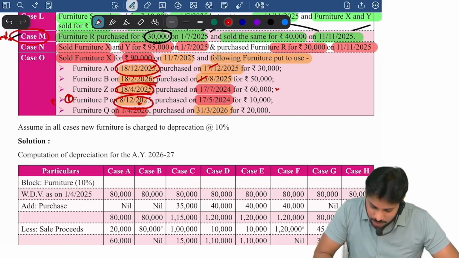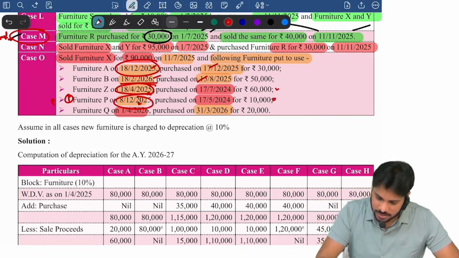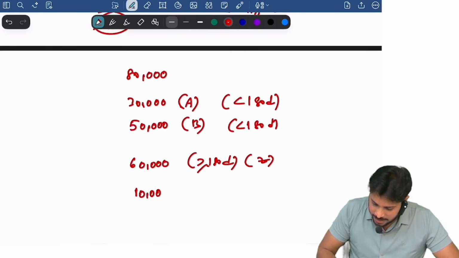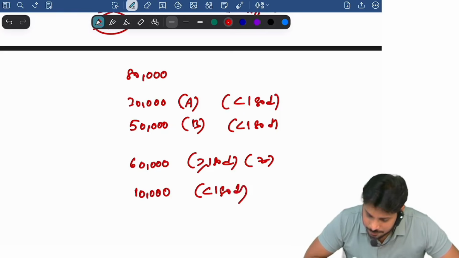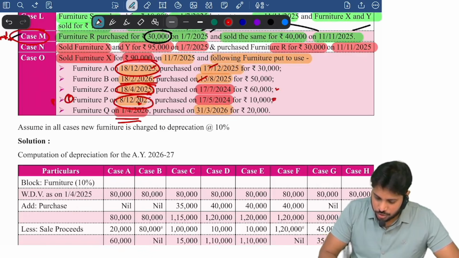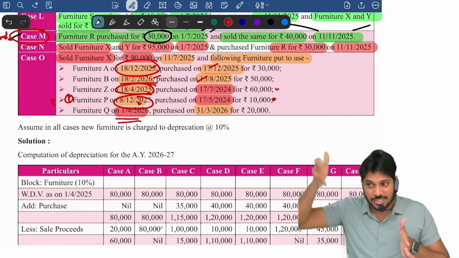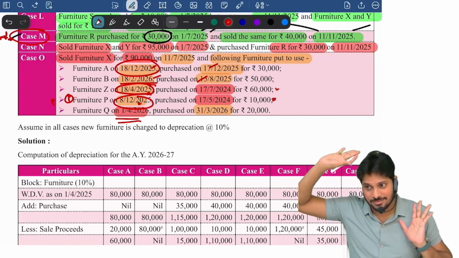So here it is used for again less than 180. I will take less than 180 days logic usage. How much is that? 10,000. Correct? Am I right? Less than 180 days. Am I right? Used. Next, furniture Q used on 1st April 2026. We are doing for 25-26. It is used in the 2026 year. I'll ignore it. Am I right?